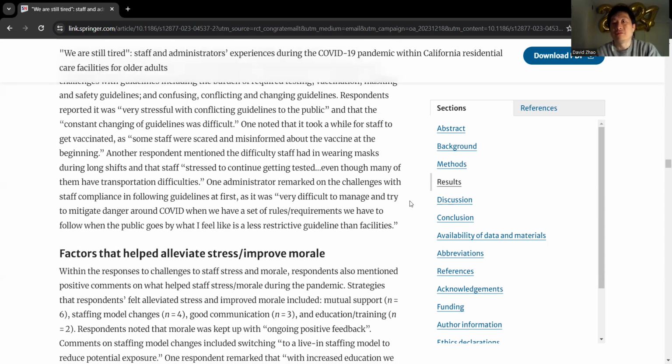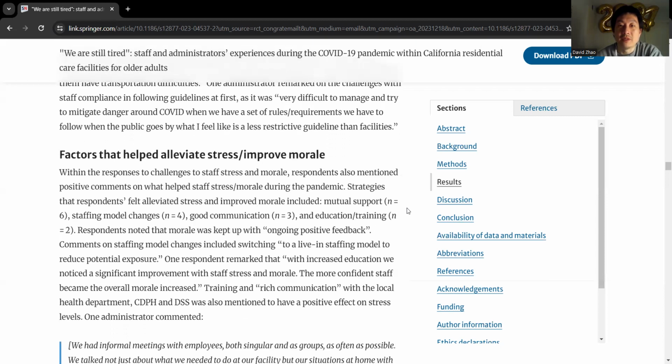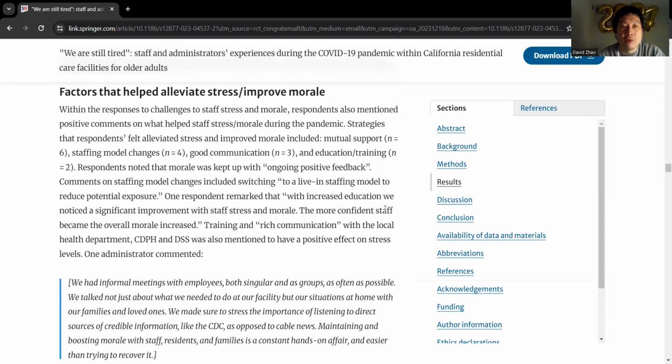There were a lot of challenges, a lot of obstacles and barriers. These staff and administrators sincerely felt that way, and genuine feedback was provided to us. We sincerely appreciate their time and contributions. So we can summarize them and eventually come up with this paper. And then factors that helped alleviate stress or improve morale.